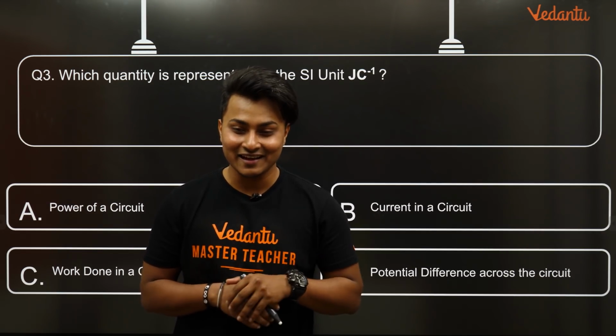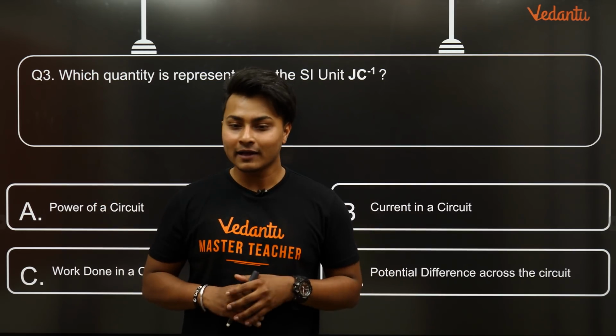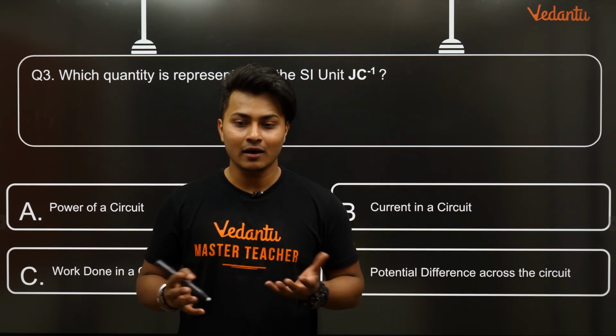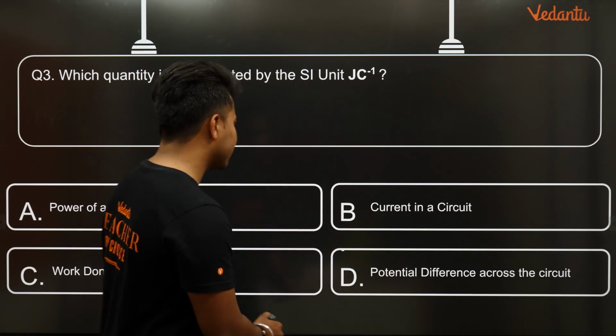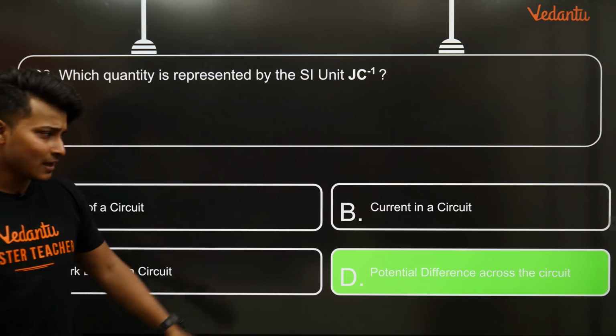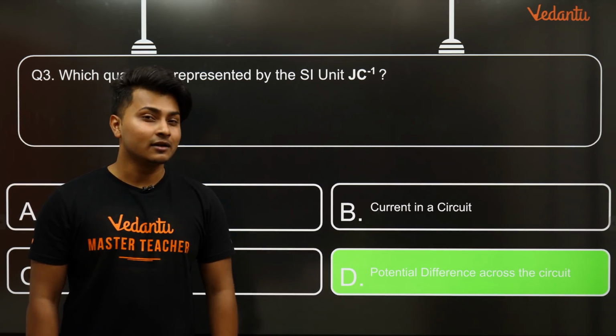I could see many of you going completely haywire, saying, "Sir, we haven't seen such a question at all, where did this come from?" Correct, J C power -1, it's pretty simple. Actually, the correct answer for this question, if you guess it, is potential difference across the circuit.